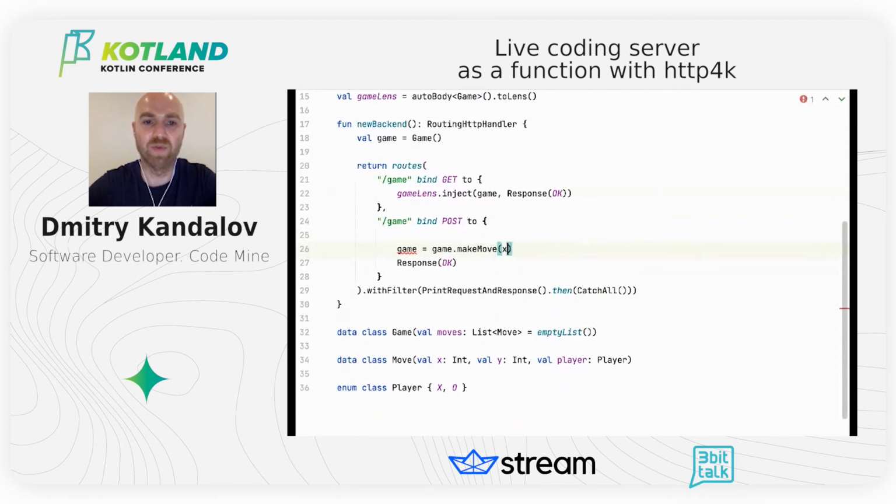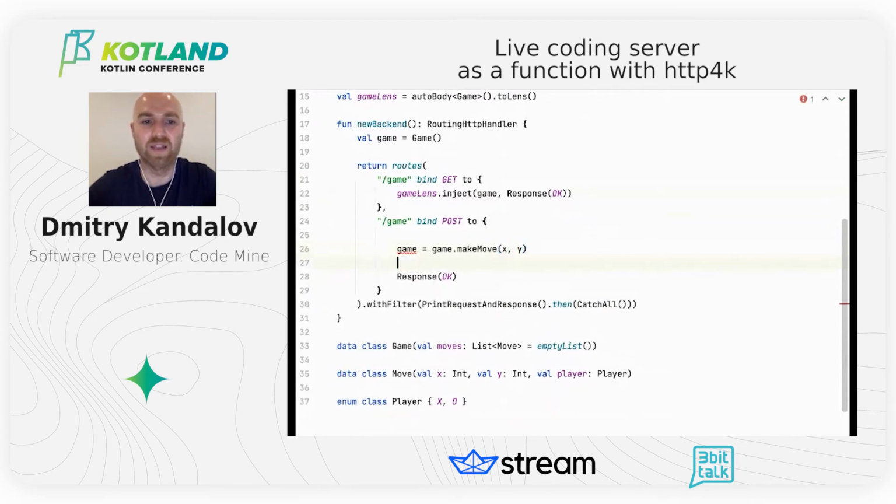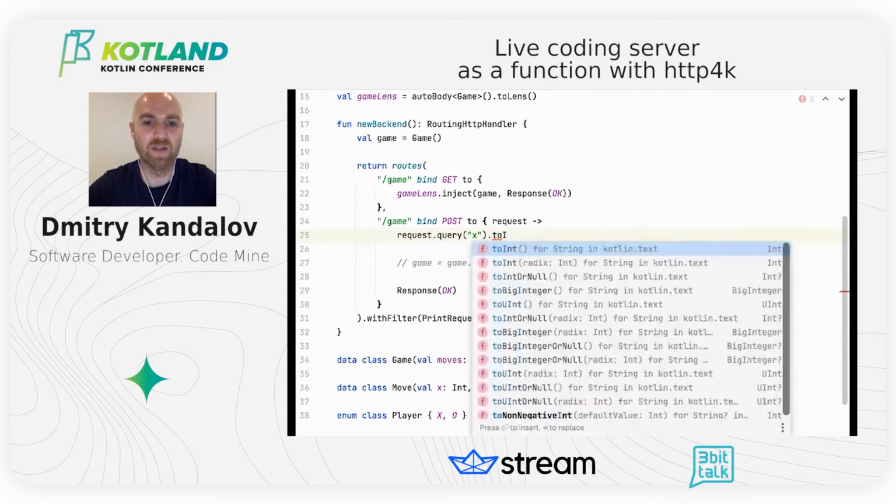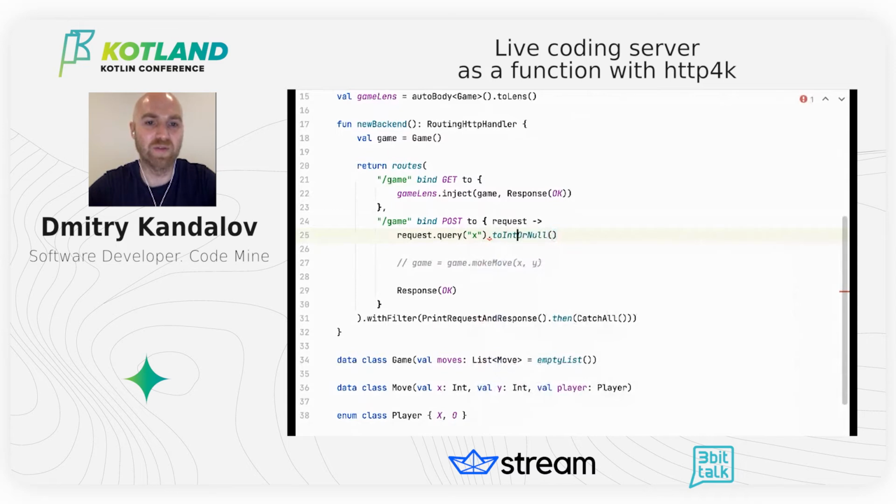We want to make a move and have x and y taken from the browser, so when we click on a cell in the browser. We don't have x and y yet, so let's define those. Here, we can use query like we did with the name in hello world and convert it, for example, to int. Say to int or null. That's one way of doing it.